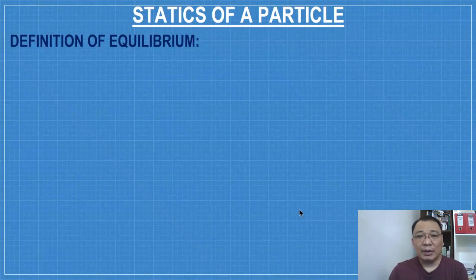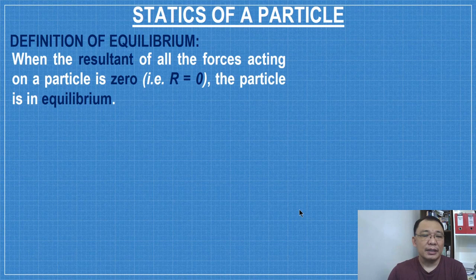So what is equilibrium? The definition of equilibrium is this: when the resultant of all the forces acting on a particle is zero, the particle is in equilibrium. So, when the resultant is zero, it is equilibrium. Let's recall, the resultant is the sum of all forces acting on a particle. So for this one, we equate it to zero.